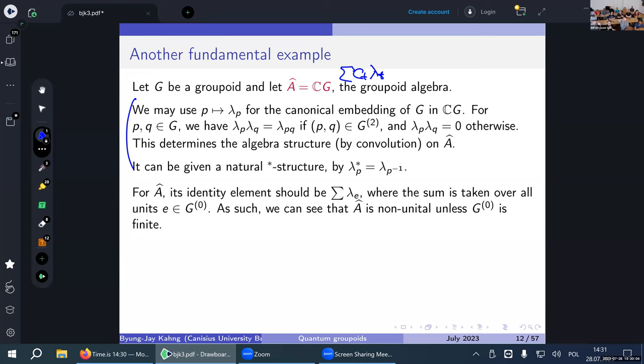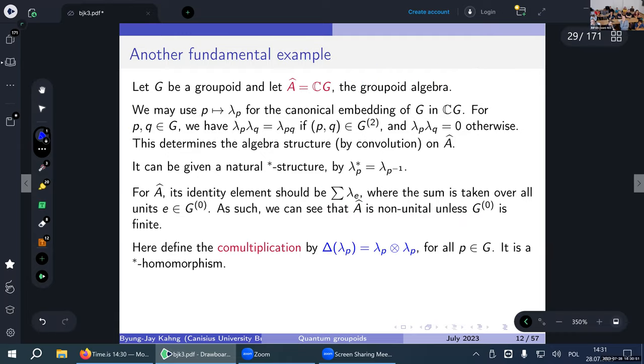The elements that look like these, EQ, lambda Q, and then how they multiply. C and Ds are just some constants, and lambda P and lambda Q, use that if multiplication is defined, otherwise zero, so you get a convolution algebra. And then here is the identity. You can see clearly that that should play the role of identity. Now, is it contained in there? Unless there are finitely many identities, you're not going to have this contained in the set. So this is in general non-unital.